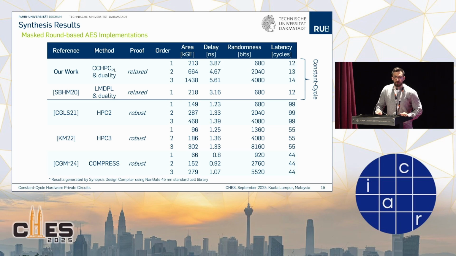Let's compare this to existing approaches. Of course, the most important one, LMDPL, as it has some very similar functionality. We can see that we have similar area requirements. However, we extended this for arbitrary orders. And then if we look at other approaches like HPC2, HPC3, and the recently proposed Compress from last year, which mixes this with several optimizations, the area requirements are far less. However, they also need way more latency. So in the end, this is an area latency trade-off.